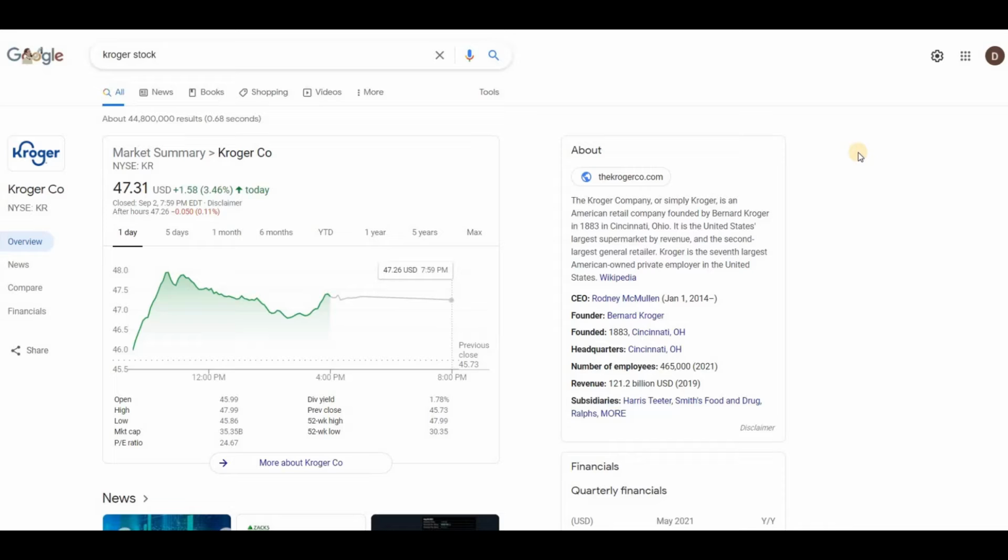The main reason I'm interested in deeply analyzing Kroger stock is to understand why Warren Buffett bought Kroger stock. So I checked out his 13F, and a 13F basically shows what investors, hedge funds, or companies are buying. And Warren Buffett added Kroger to his list of many stocks that he owns.